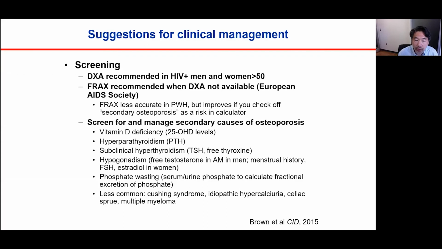You should also screen for and manage secondary causes of osteoporosis if you do find that you have low bone density by DEXA, such as looking for vitamin D deficiency, hyperparathyroidism, subclinical hyperthyroidism, hypogonadism, and phosphate wasting. There are other conditions such as Cushing's syndrome, idiopathic hypercalciuria, celiac sprue, and multiple myeloma, but those are not routinely checked.